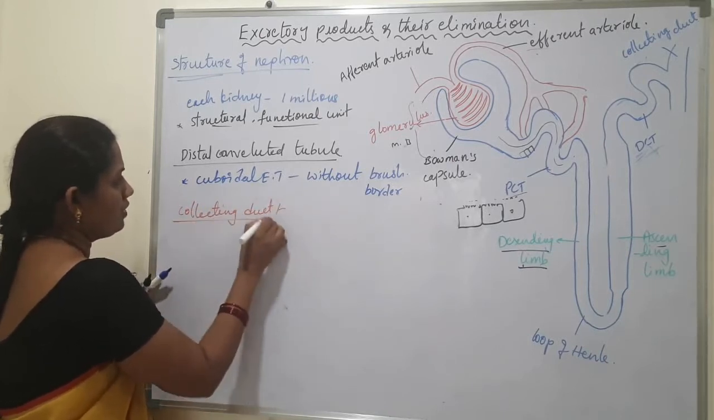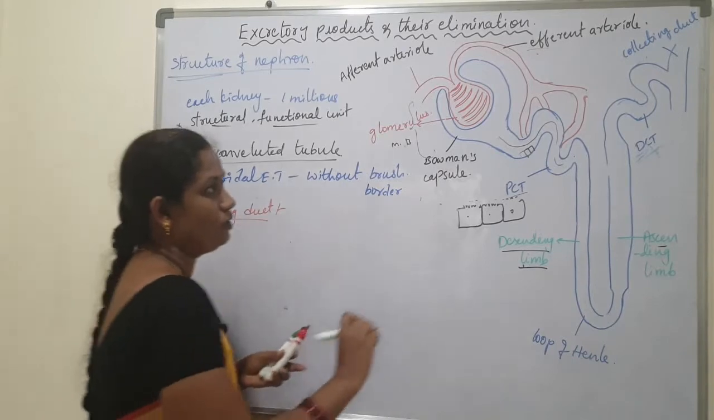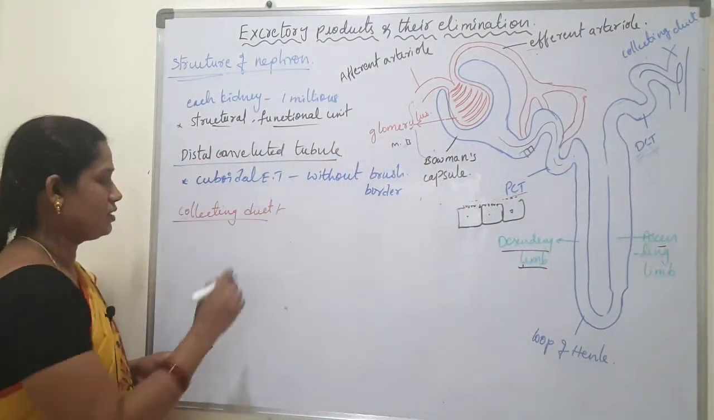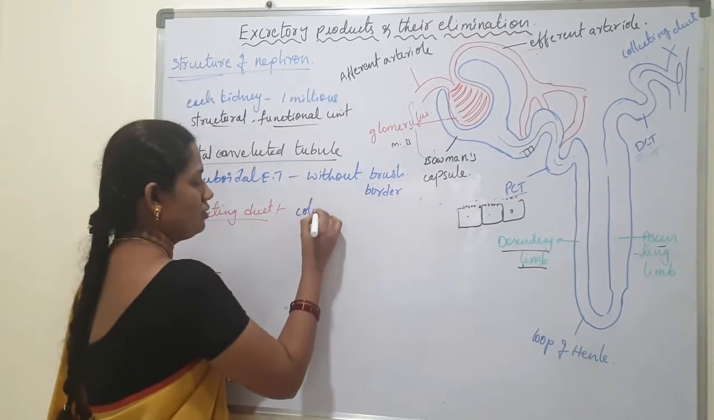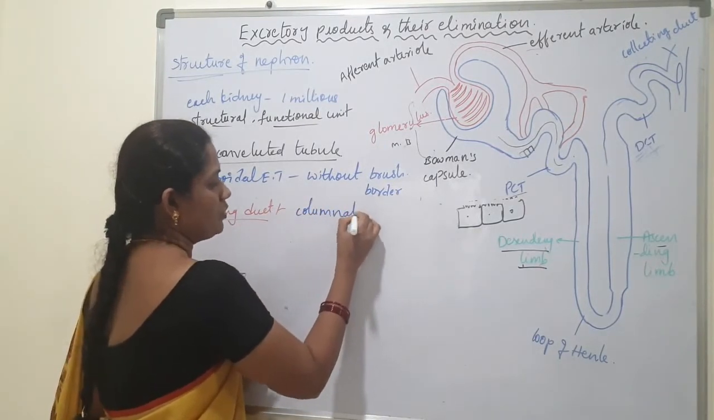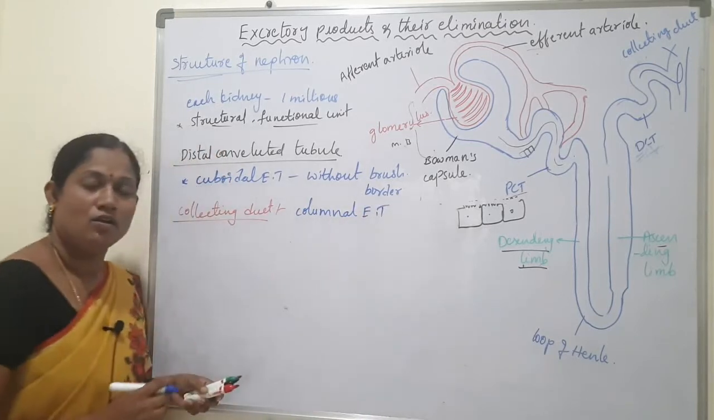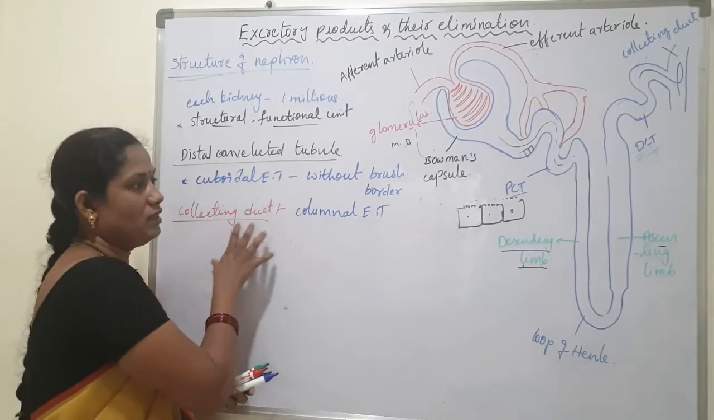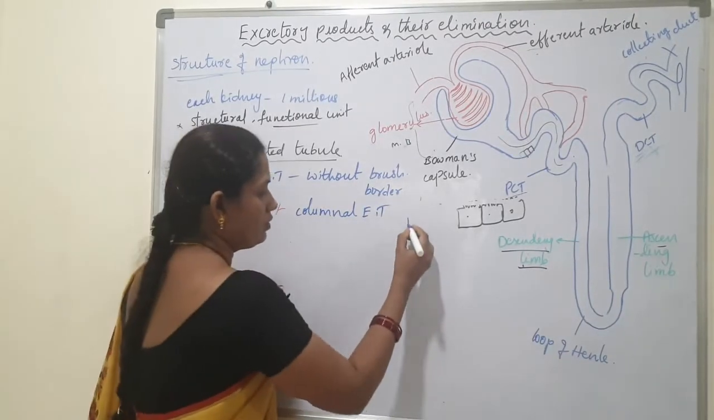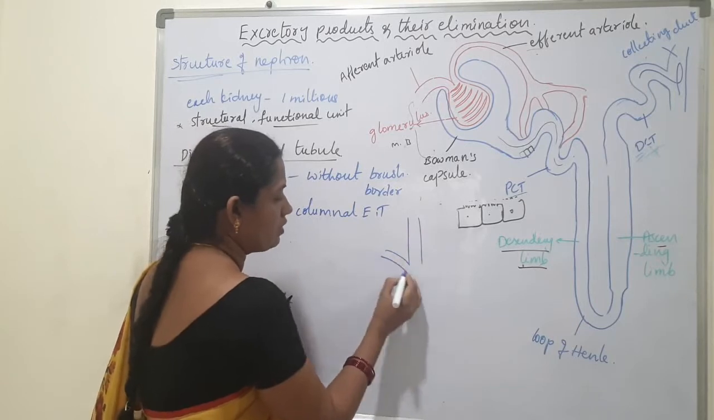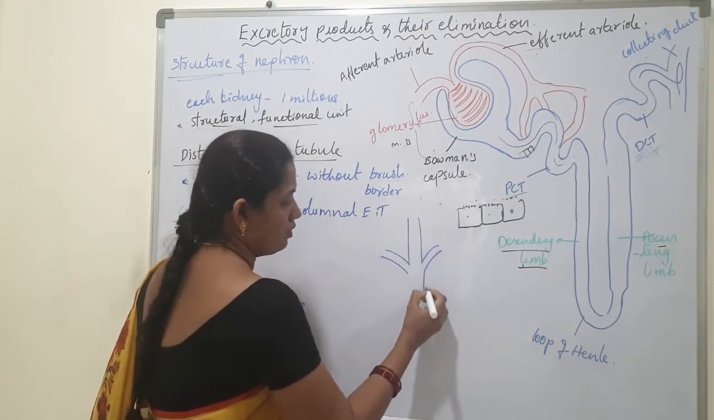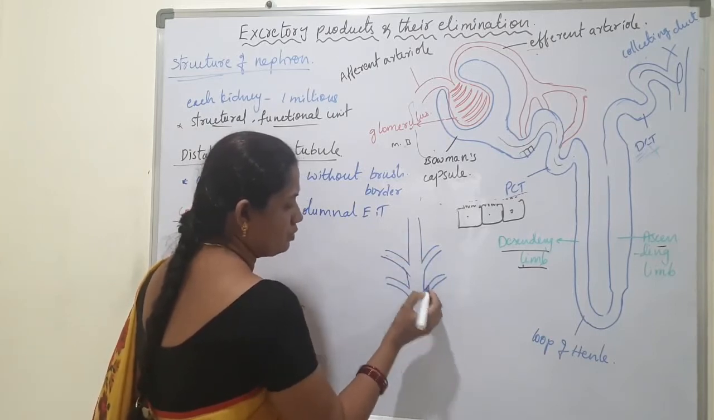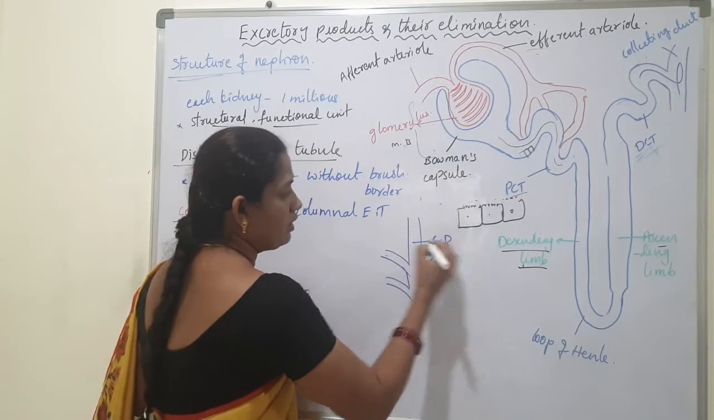Finally, the distal convoluted tubule. This distal convoluted tubule opens into the collecting duct, which is lined by columnar epithelial tissue. For example, this is one nephron, and here is one more nephron. All the distal convoluted tubules open into the collecting duct.